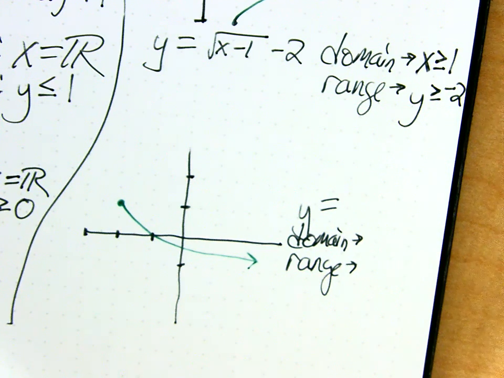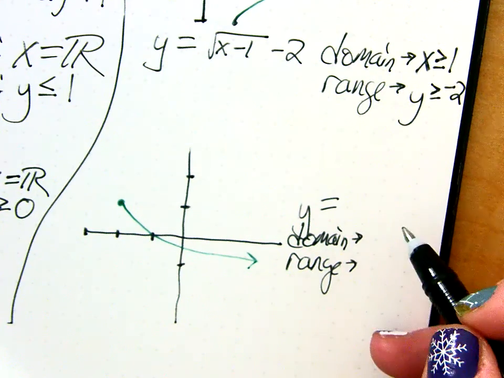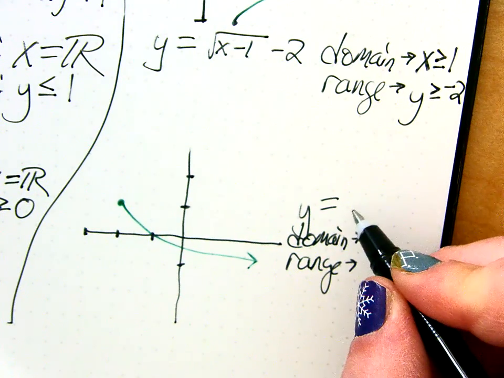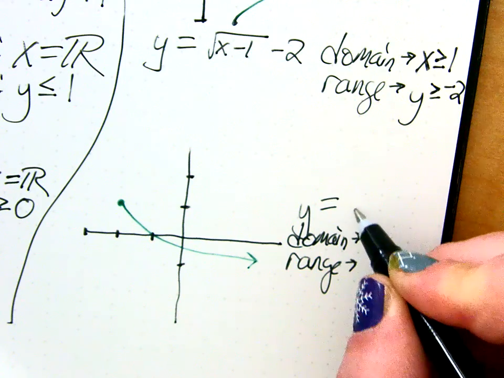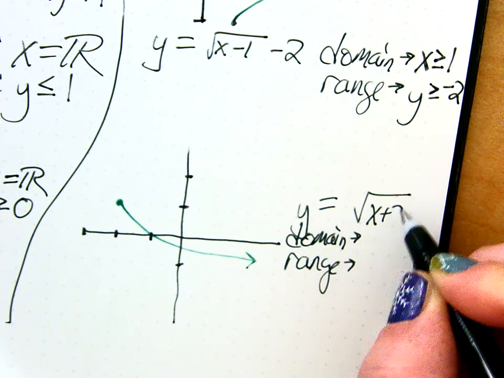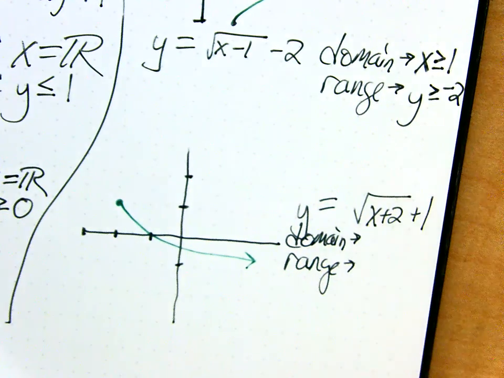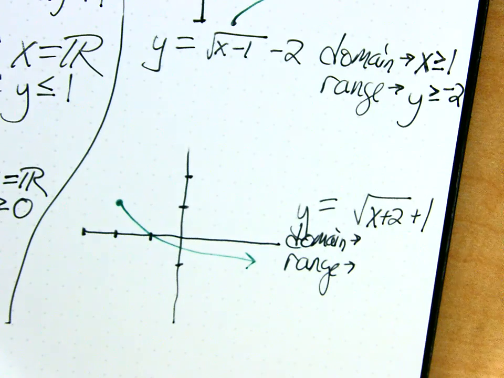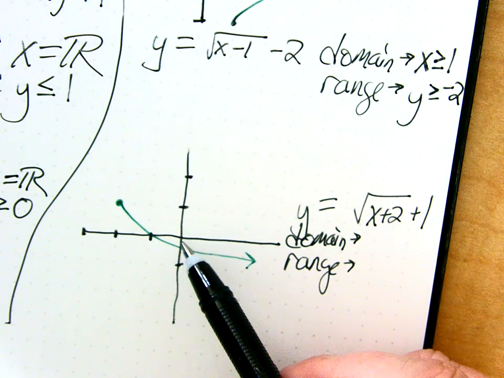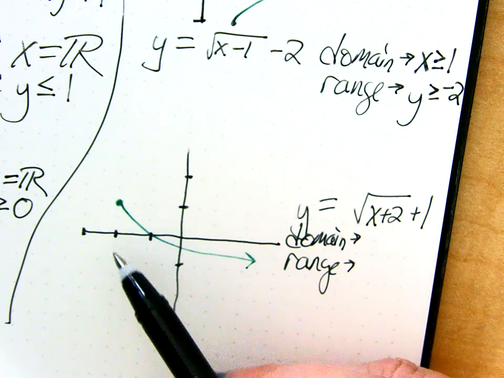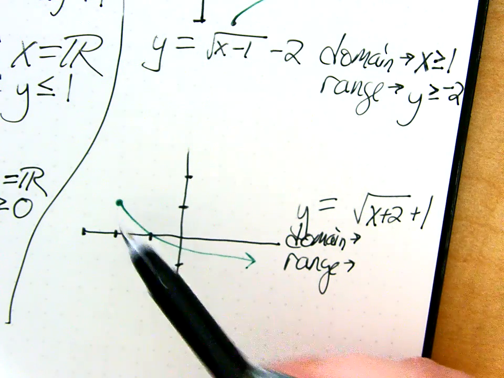Okay. Does anybody think they have the right equation? Go ahead, Ashley. Y equals the square root of x plus 2 plus 1. You are almost right. I like the plus 2, indicating that I go left 2, and I am also shifting up 1.